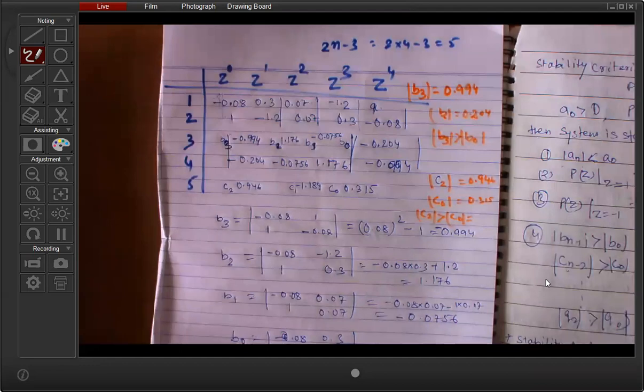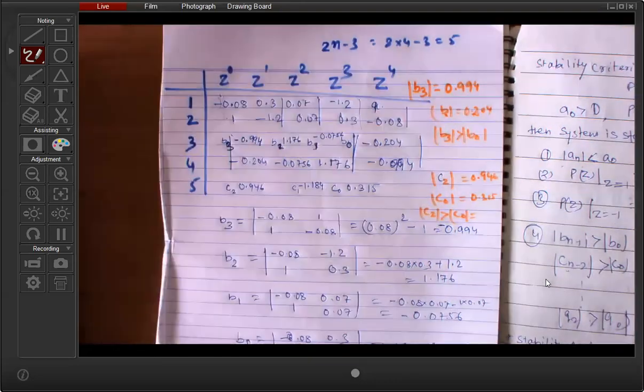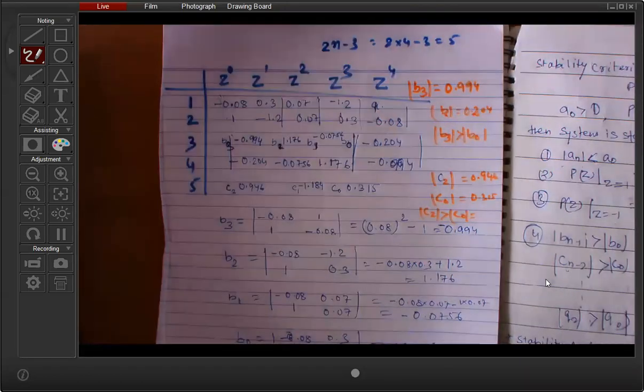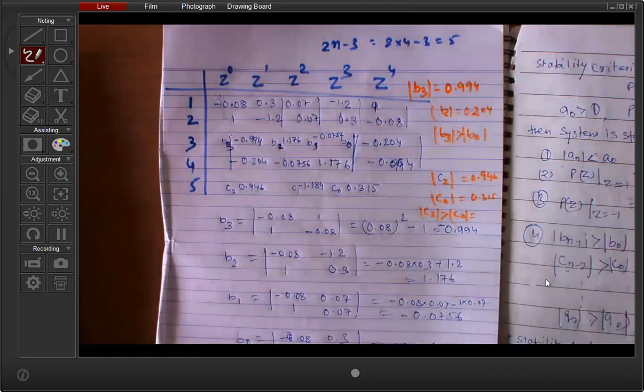Now the next problem from the exercise, just wait. Okay, just wait. So, any doubt in the problem of Jury stability test? Any doubt? Hello? No, sir. No. Very good. I hope. Okay.